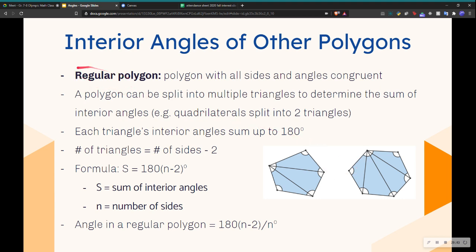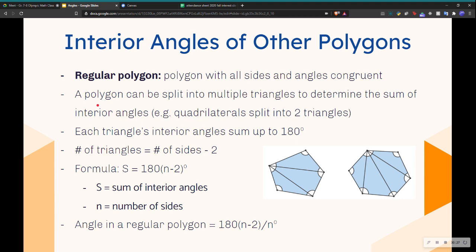So here's a term to know: a regular polygon. A regular polygon is just a polygon where all of its sides and angles are congruent. So if you're referring to a regular triangle, the triangle has to be equilateral, right? Because all sides have to be congruent. If we're referring to a regular quadrilateral, a quadrilateral has 4 sides, that means a regular quadrilateral is a square. That's the only shape with all sides and angles congruent, right? A rhombus has congruent sides, but then the angles aren't congruent.